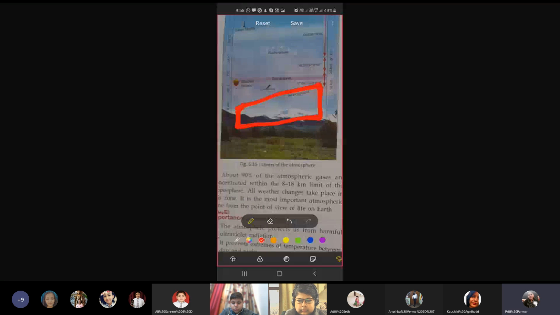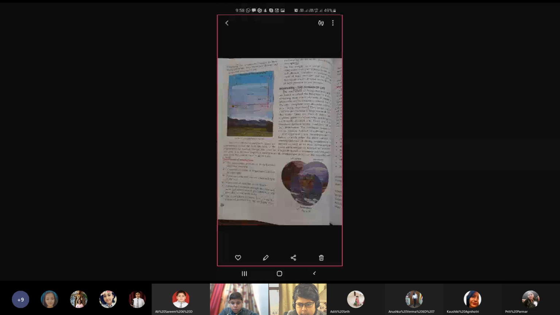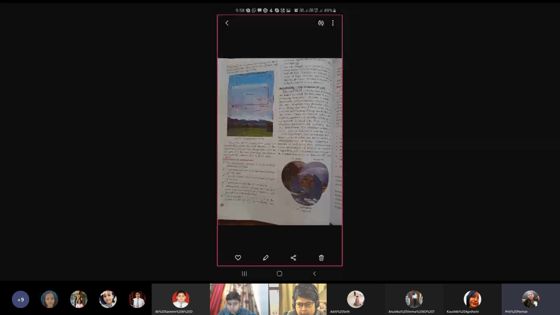Now we come to the importance of atmosphere. Number one, the atmosphere protects us from harmful ultraviolet radiation. It prevents extremes of temperature between day and night. It protects Earth from excessive heat and light of the sun. It provides us with air we breathe. Atmospheric moisture changes into rain and snow and other forms of precipitation, which provide us with fresh water.